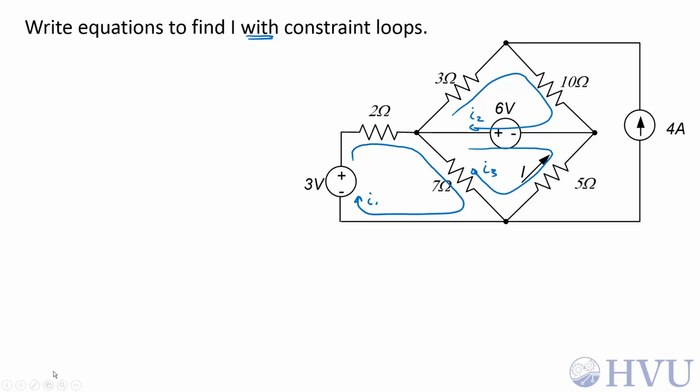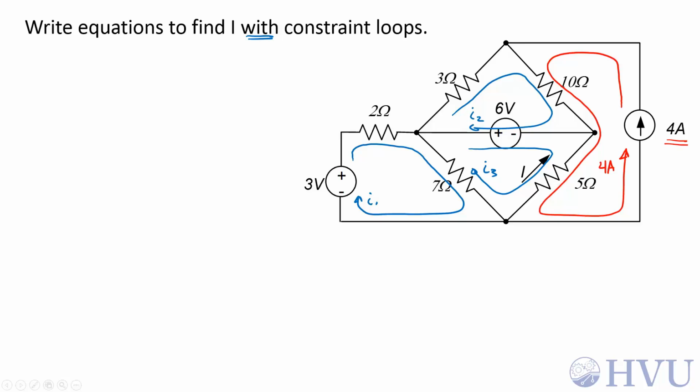Now I need to define a constrained loop that will account for this 4 amp current source over here. So the constrained loop has to match the magnitude and the direction of the current through the current source. I think I'll go this direction and loop around this side of this circuit. The magnitude of that current has to be 4 amps. Now let's write our equations.